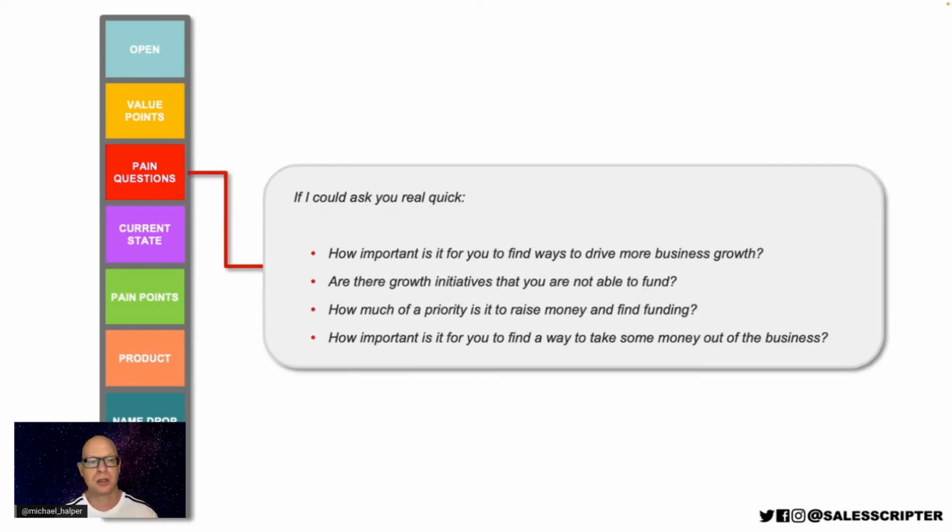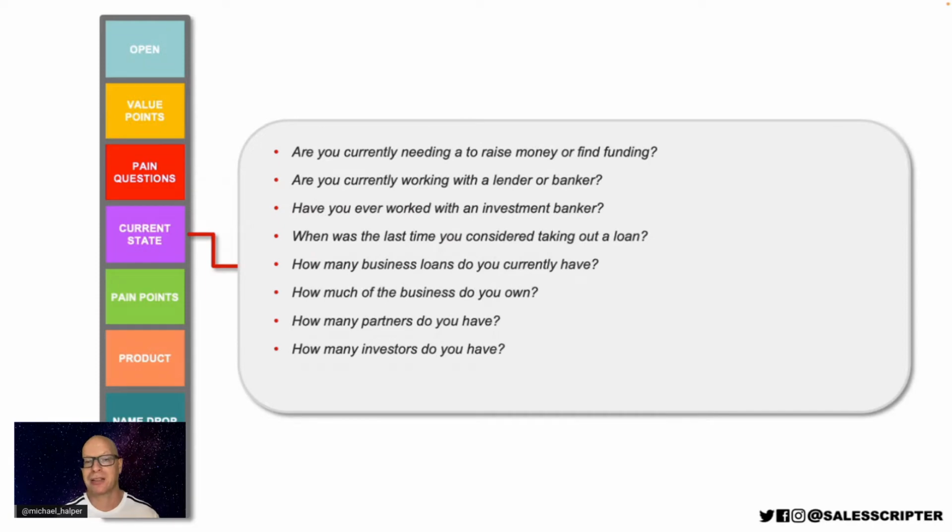The next step is to maybe ask some pain questions. Now, keep in mind, we're not closing for the product, we're closing for talking more. And if you want to make closing for talking more easier, the key thing to do is find a reason to talk. And one of the best ways to find a reason to talk is to ask some pain questions. "So if I could ask you real quick, how important is it for you to find ways to drive more business growth?" You might want to ask current state questions. "Are you currently working with a lender or banker? Have you ever worked with an investment banker? How many business loans do you currently have?"